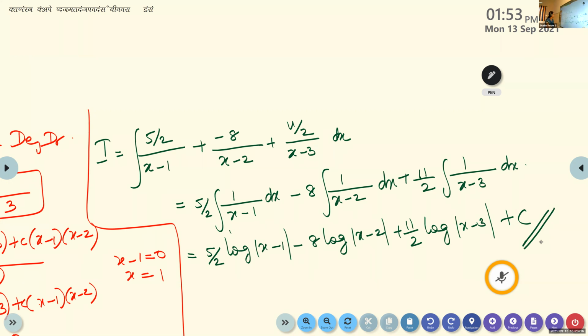Okay. So we are given a big expression. We simplify this using the method of partial fraction, and then we integrate. This method is called integration of rational functions by partial fraction. And we can use this method only if the degree of the numerator is less than the degree of the denominator.